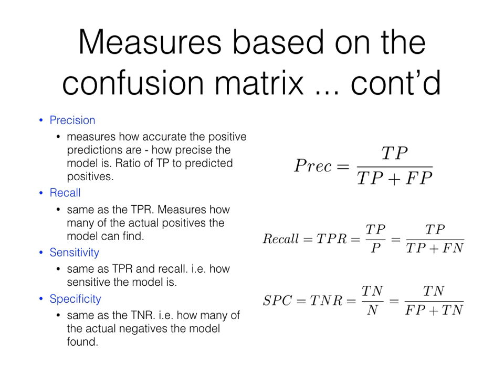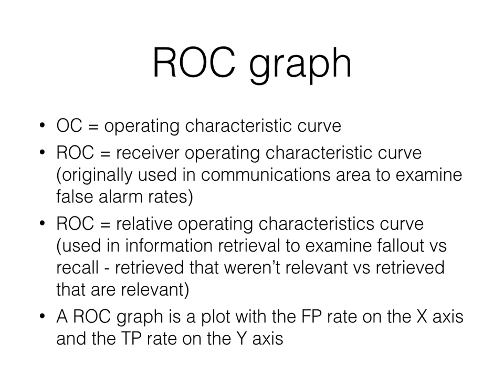Another measure that we use is based on something called an ROC curve or an ROC graph. So OC stands for operating characteristic curve. ROC stands for receiver operating characteristic curve. So it was originally used in the communications area to look at false alarm rates. It's also used in information retrieval. So what the ROC graph does is that it's a plot with the false positive rate on the x-axis and the true positive rate on the y-axis. And they're the false positive rate and the true positive rate that we saw a couple of slides back.